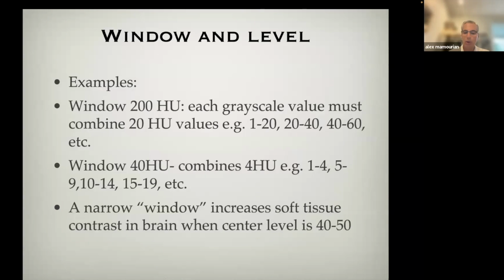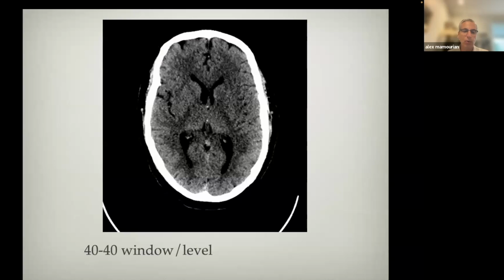So a narrow window increases soft tissue contrast. For example, this is the window that we generally recommend for stroke detection or infarct detection, and this is 40-40. Honestly, I don't always use 40-40. I often use, say, 50-50 or something in that range. But the idea is you use a narrow window with the level set at about the attenuation of the gray matter.